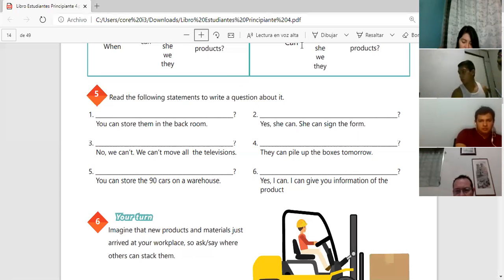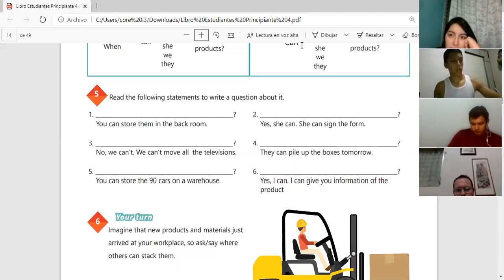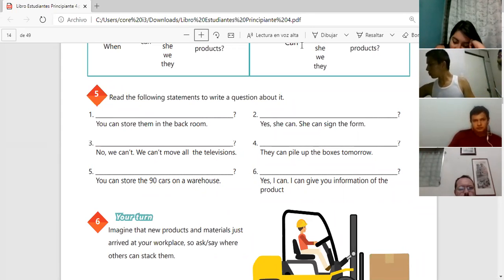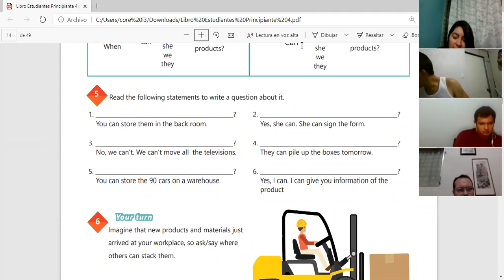¿Sí? Y cuando la pregunta es abierta, en la respuesta ustedes no tienen ni sí ni no. Entonces, ¿qué significa? Que ustedes no pueden hacer una pregunta cerrada si en la respuesta no tienen ni sí ni no. ¿Sí? Entonces, en este caso analicemos. Veamos la primera. La primera dice, you can store the background. ¿Tenemos sí o no en la respuesta? No. ¿Qué significa? Que ustedes no van a poder crear una pregunta cerrada aquí. Tienen que crear una pregunta abierta.